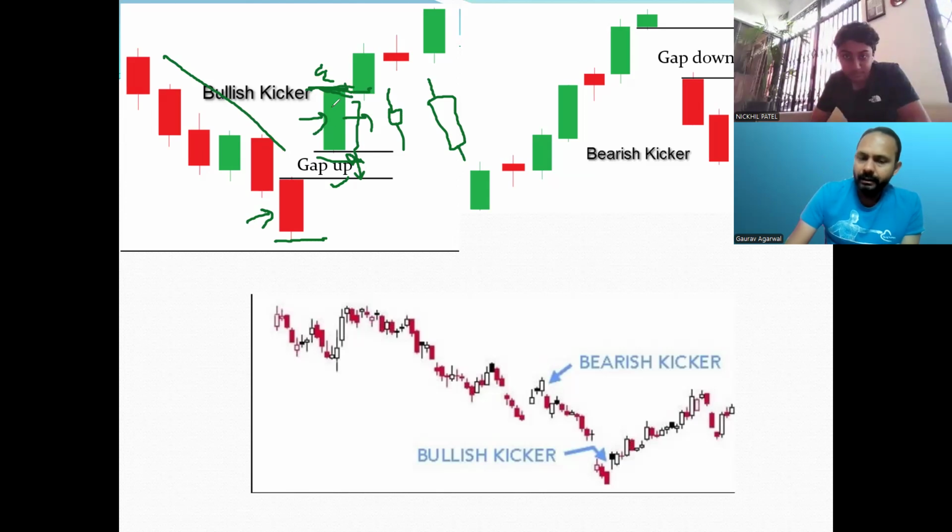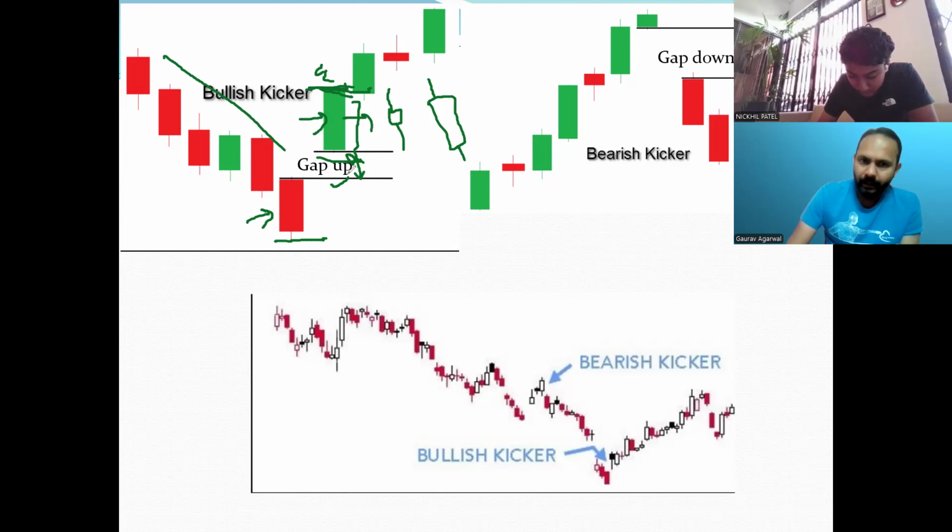See, this candle may be formed only on Monday, right? So you may be able to take a trade only on Tuesday or once this candle is closed, correct? Correct. So you have to wait for a candle to close. After that, you can make an entry.